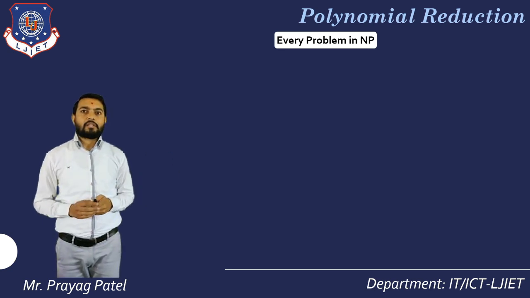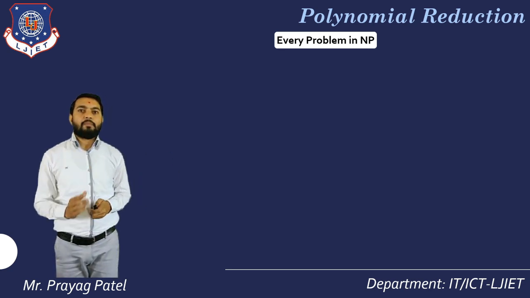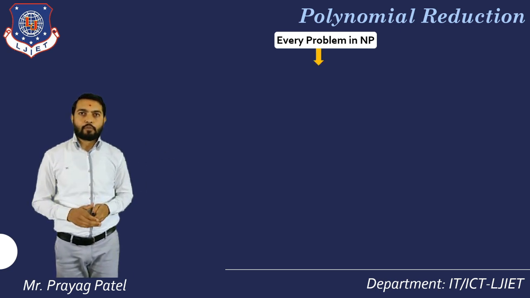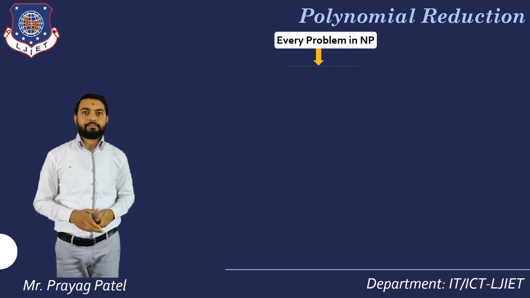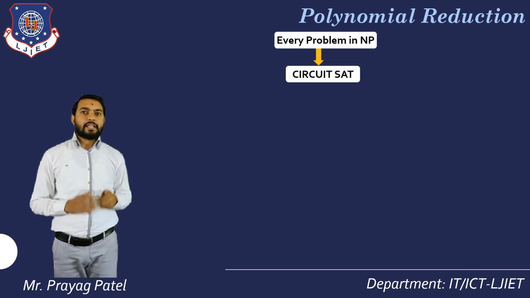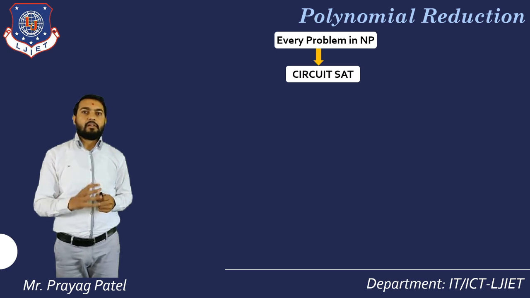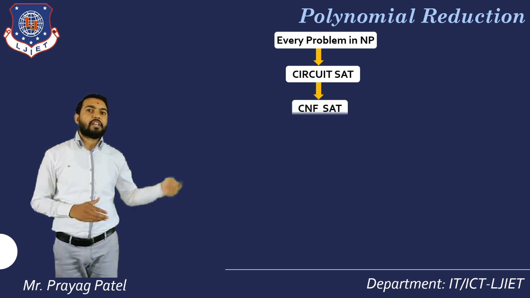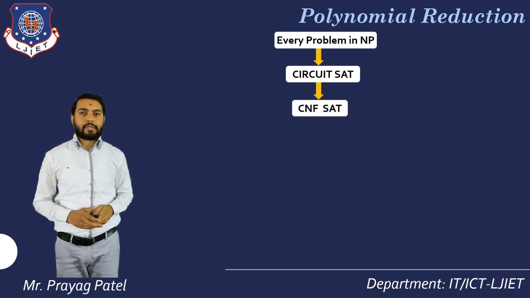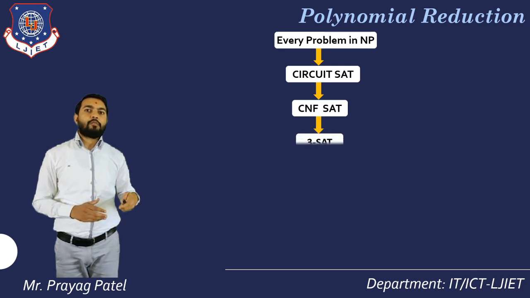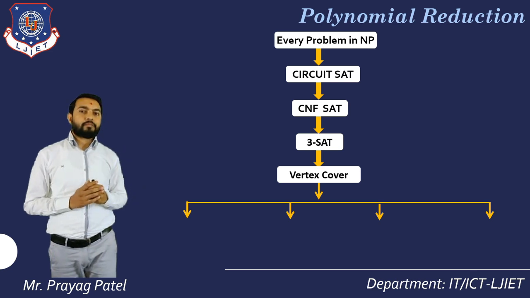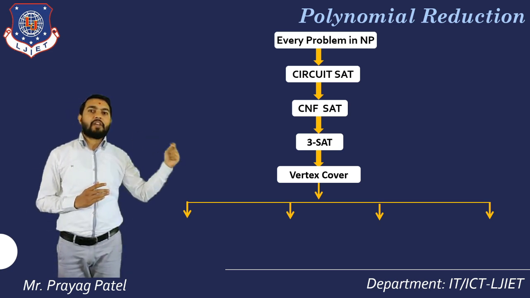Now let us understand this using the graph. The first step of this process is every problem in NP. That means this step is applicable for the NP problem. After that, next is circuit set. That means for the given problem, we first have to design one circuit, called the circuit set. After creating the circuit, the next step is CNF set. After CNF set, we have to find the 3 set. After the 3 set, the next step is vertex cover. We will discuss each and every step in the next slide.